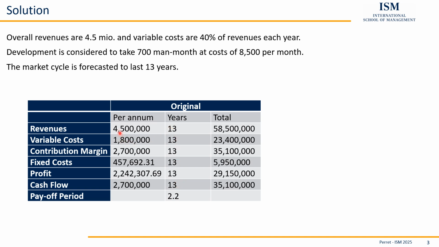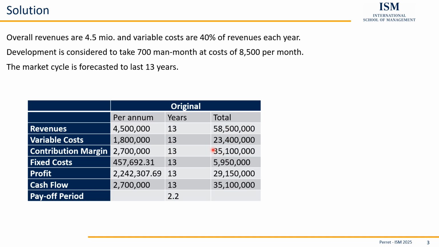Well, if I have the revenues, I can just multiply them with 0.4, giving me the variable costs. And if I subtract variable costs from revenues, I get the contribution margin. Similarly, I can multiply them with 13, giving me the total values.